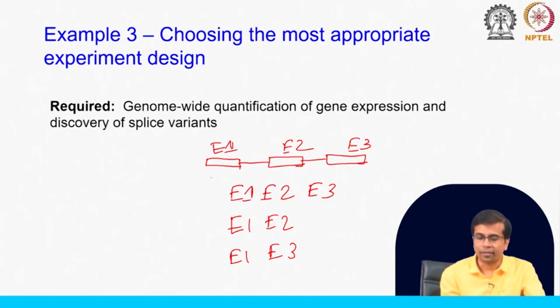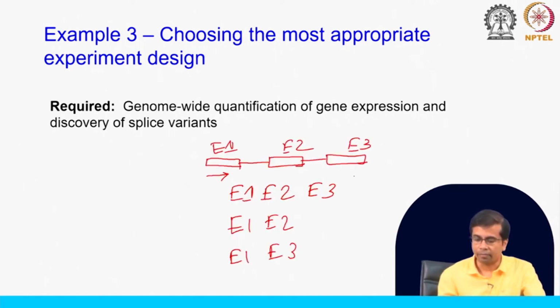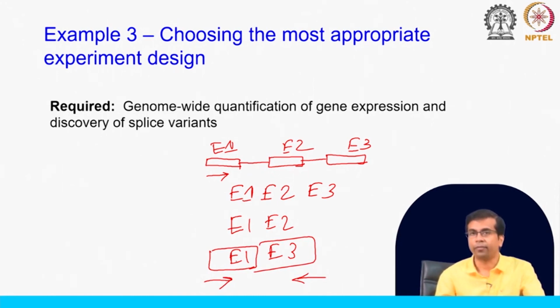Here, just doing single end sequencing may not be good enough, and probably you want to do paired end sequencing. For example, if you have an E1, E3 combination and you get reads, one of which falls on E1 and the other on E3, and they are from the same DNA fragment, then it will tell you this is probably a splice variant. This is an E1, E3 splice variant. This is a different combination than having all these exons in there.